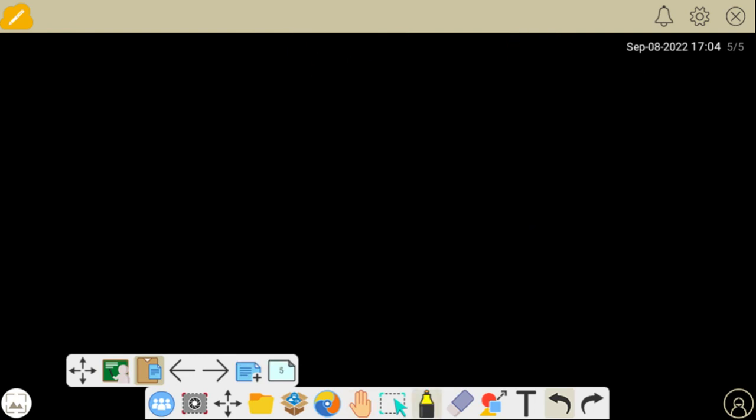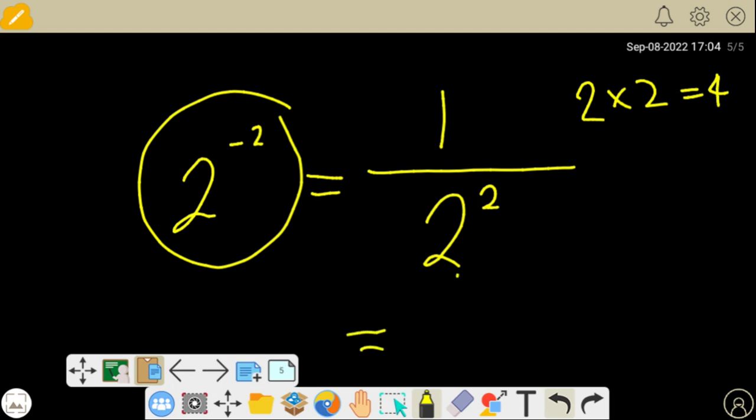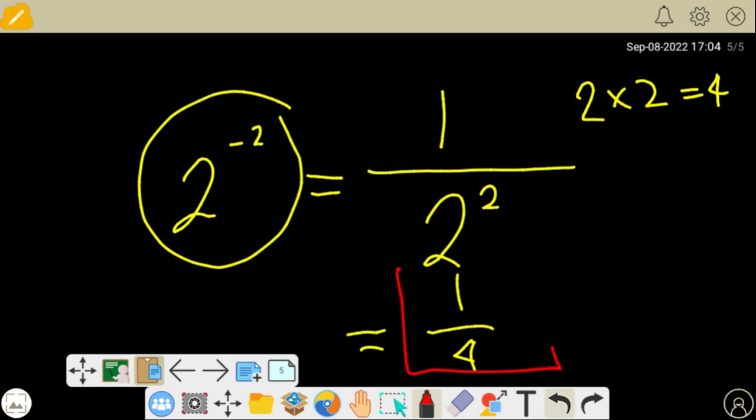What is 2 raised to negative 2? So put 1 on the numerator, then the whole expression right here will become your denominator. So 2 raised to 2, then omit the negative sign. What is 2 raised to 2? Meaning 2 times 2 is equal to 4. So the answer for this is 1/4.